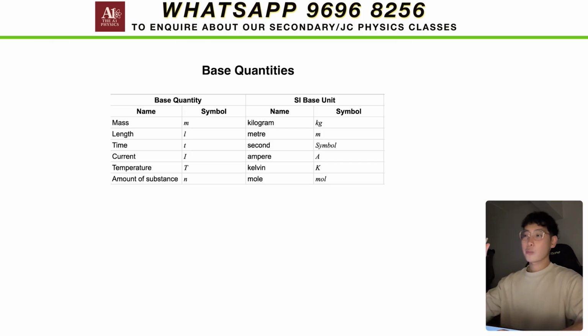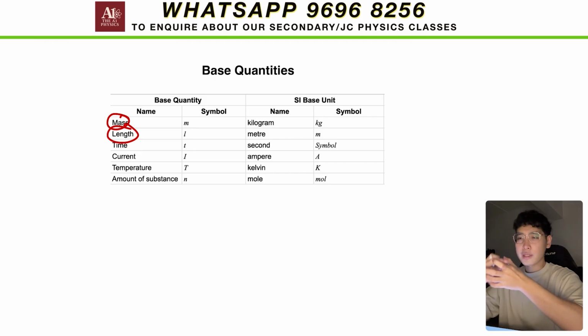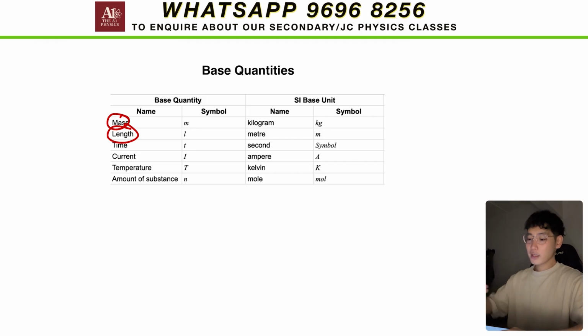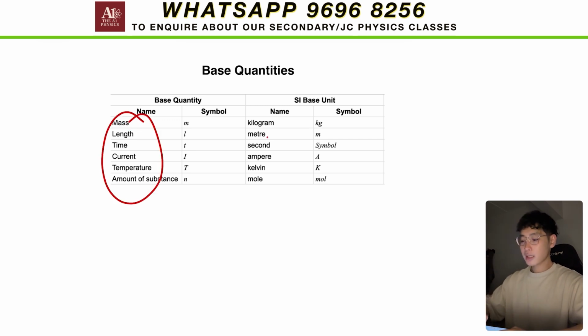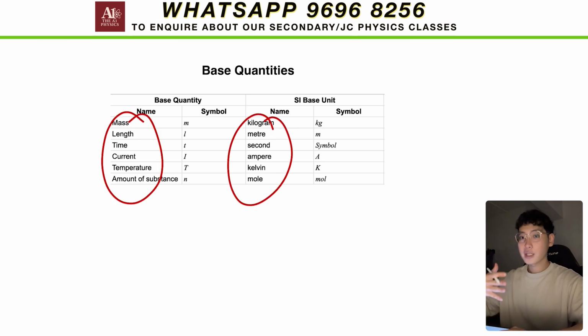Now, first I'm gonna do a recap of what we learned in O-Levels, right? Base quantities are basically the most basic form of units. So for example, mass, length, right? All these units are the smallest form of units already. You cannot break it down into even smaller units. So, all these are the 6 base quantities that you gotta memorize for physics, and over here are the 6 SI base units for these base quantities.